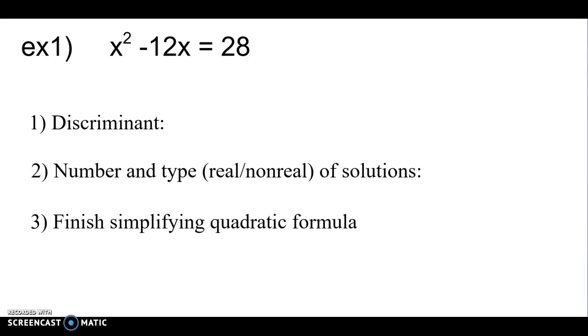Why did we get pretty answers? Those were pretty answers, like integers. That tells me that this actually factors. What factors of negative 28 add up to negative 12?